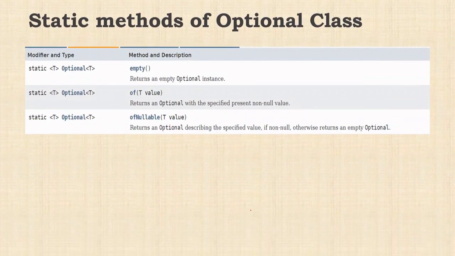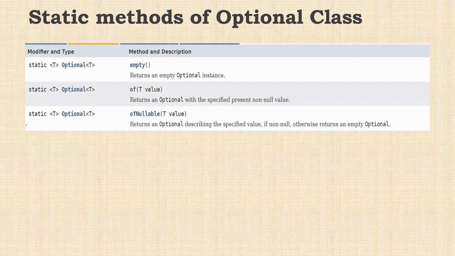Now we are going to see some methods available in the Optional class. These are the three static methods available in the Optional class: first empty, of, and ofNullable. We have already seen ofNullable. If you are not sure, meaning you may get an exception, then in this scenario you should use ofNullable. If you are sure that you will not get any exception, then you can use of.